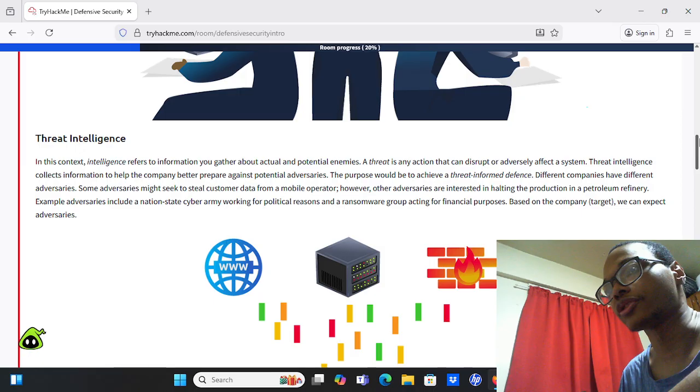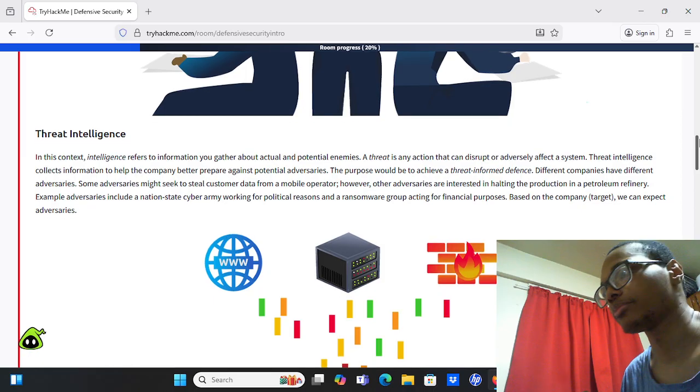The purpose is to achieve a threat-informed defense. Different companies have different adversaries. Some adversaries might seek to steal customer data from a mobile operator. However, other adversaries are interested in halting production in a petroleum refinery. Example adversaries include a nation-state cyber army working for political reasons, and a ransomware group acting for financial purposes, based on the company target. We can expect adversaries.